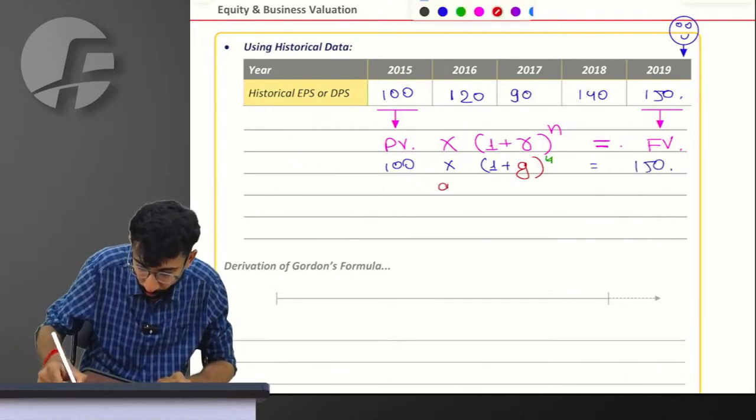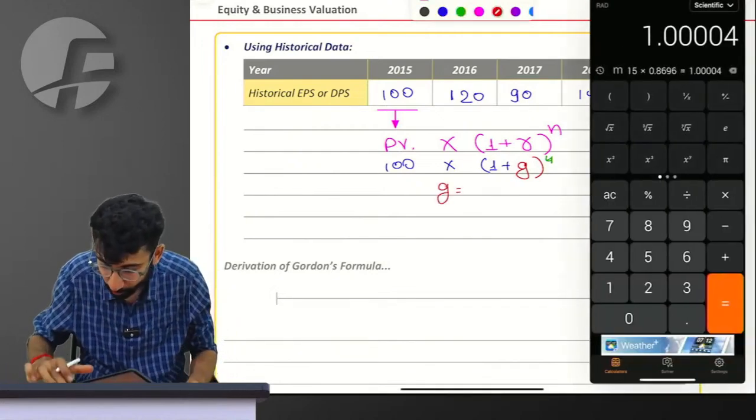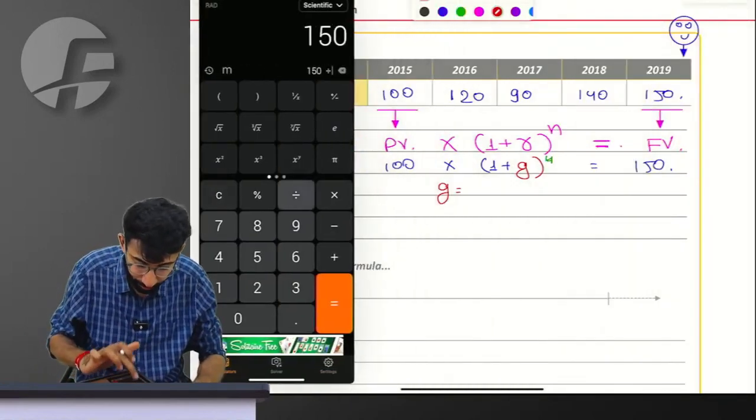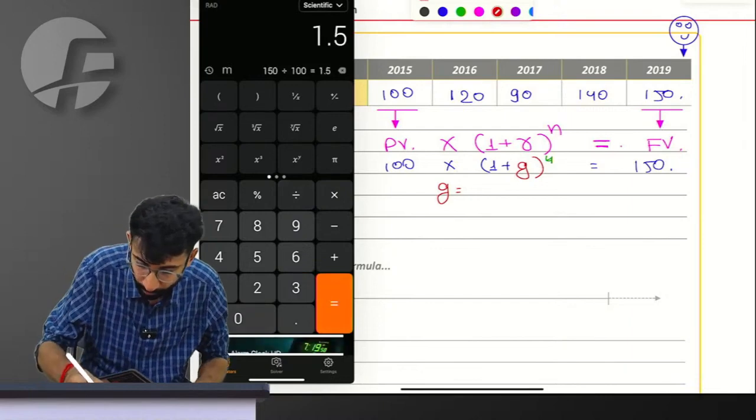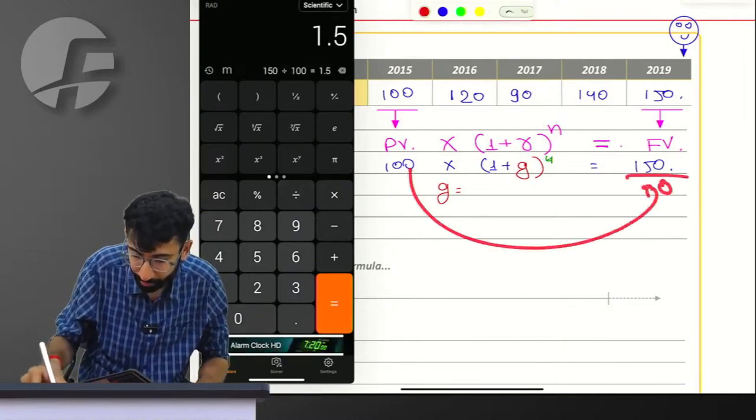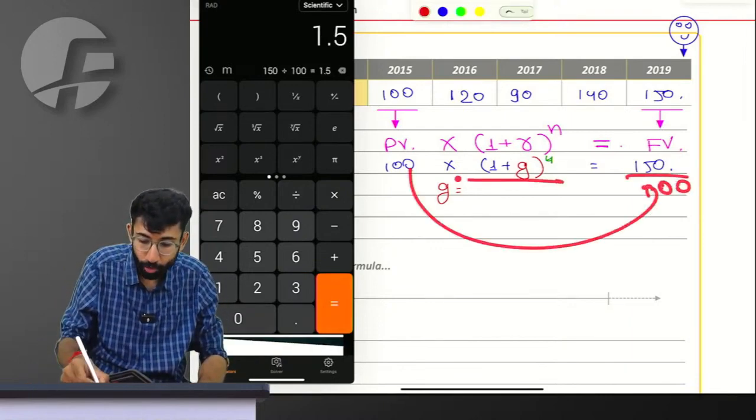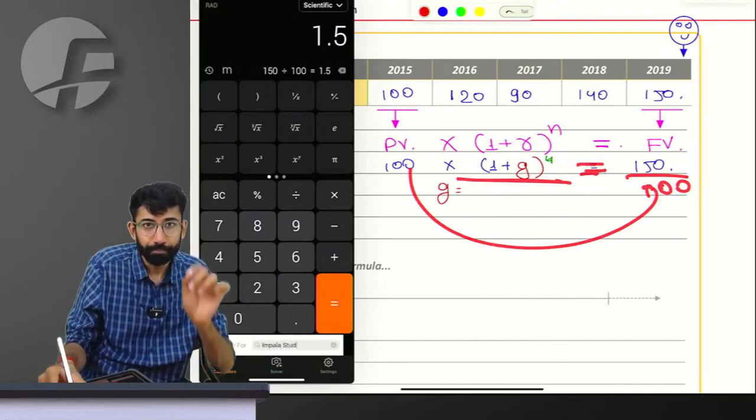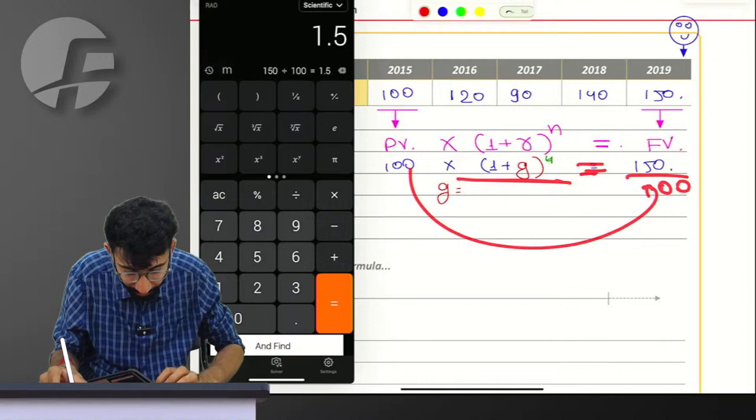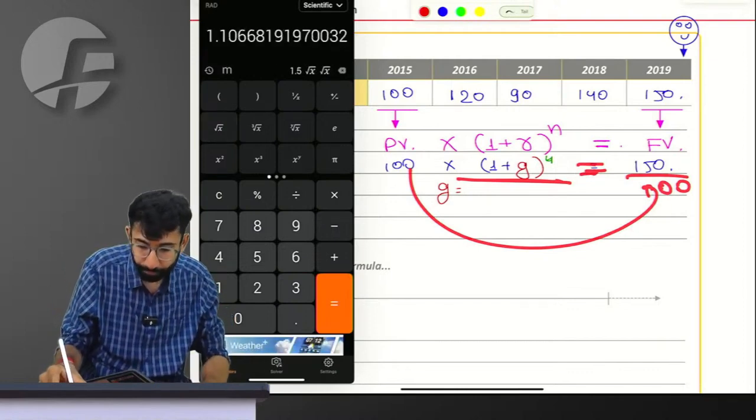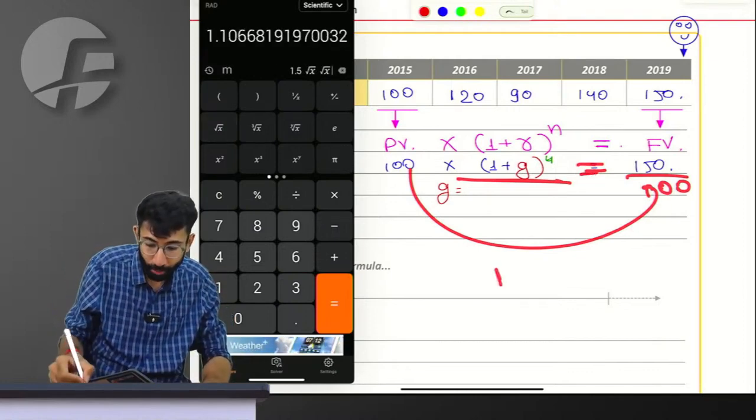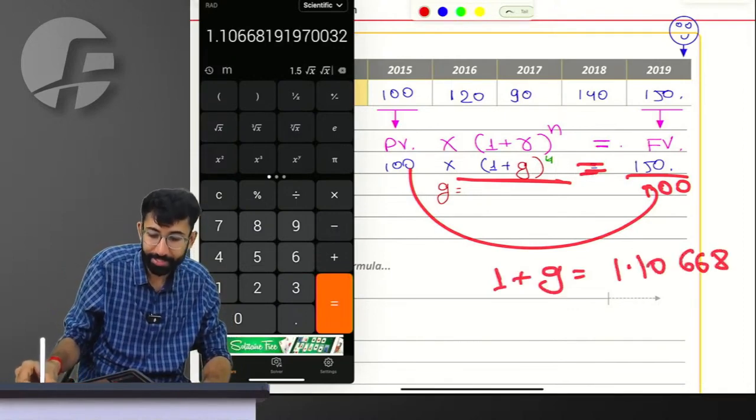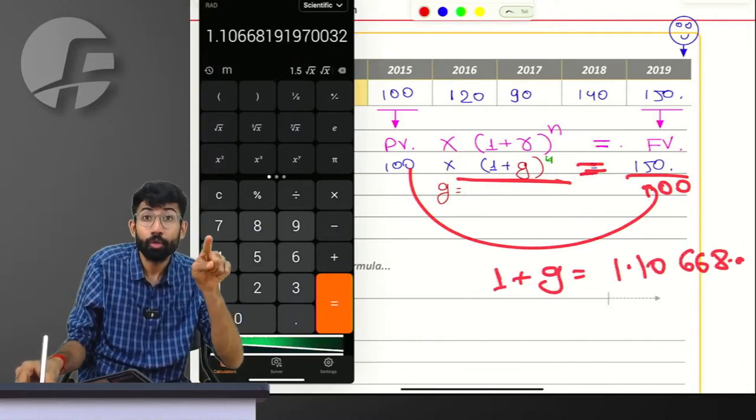Back calculating growth. Let me show you how you calculate. It is 150 divided by 100. So when you bring 100 here, it is 150 divided by 100. So you have 1 plus g to the power 4 is equal to 1.5. You will have to take the square root twice so that you can find out 1 plus g. So 1 plus g is basically 1.10668 something when you take the square root twice.